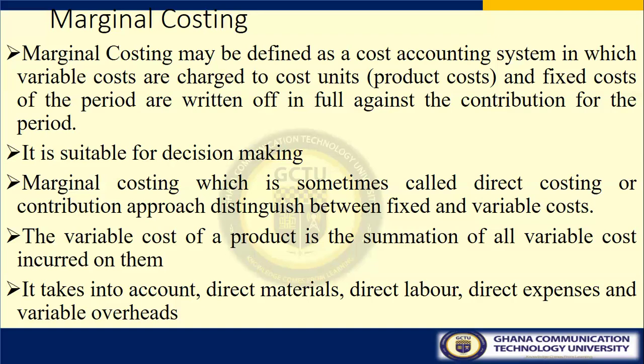The main difference between the marginal costing technique and the absorption costing technique is that marginal costing only considers variable cost as total cost of production. It doesn't consider fixed cost as part of cost of production. But the absorption costing technique considers both fixed and variable cost as total cost of production. This is the main difference.